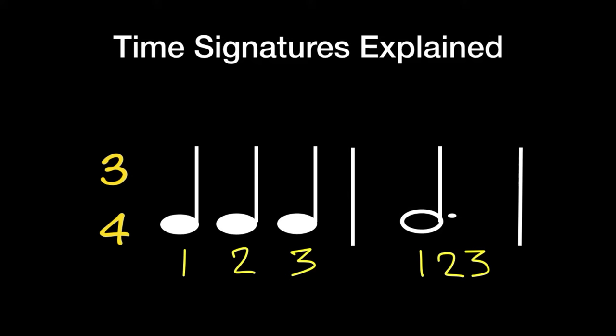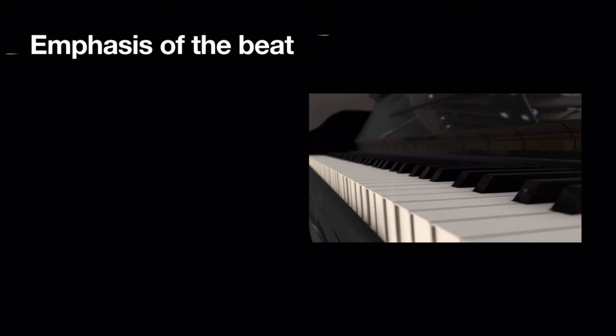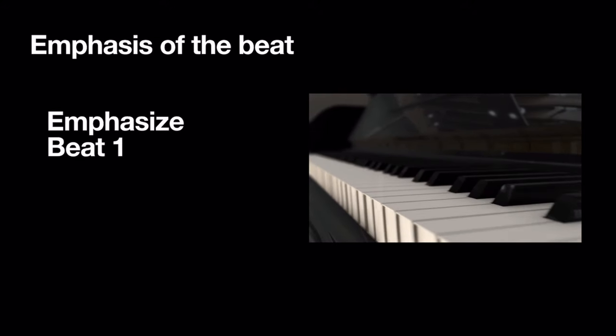1, 2, 3. And like I said before, this could be fast or it could be slow. So I can go 1, 2, 3, 1, 2, 3, or 1, 2, 3. The most important thing is to keep a steady beat and to count the right amount of beats for every measure. The other thing that the time signatures affect is the emphasis of the beat.